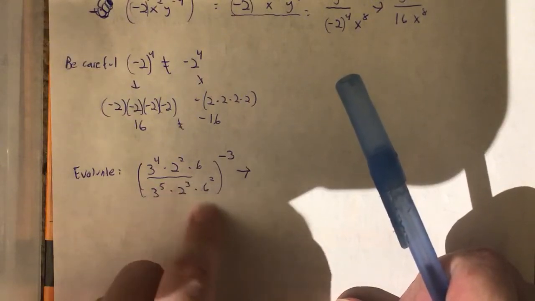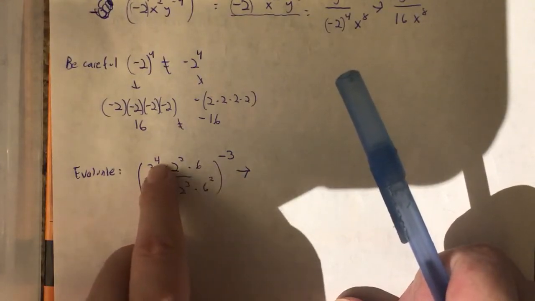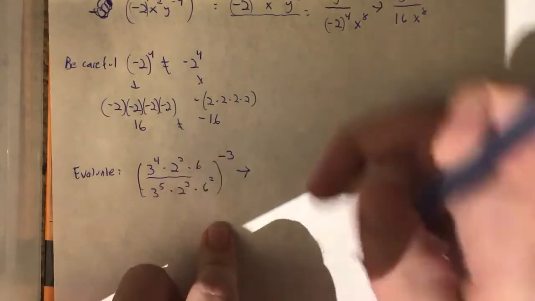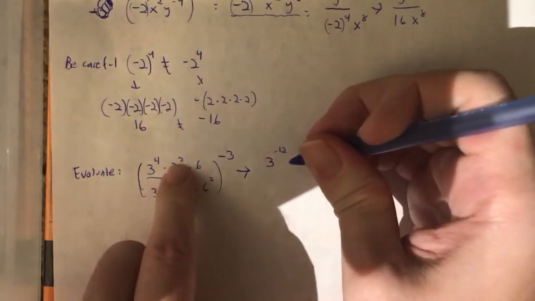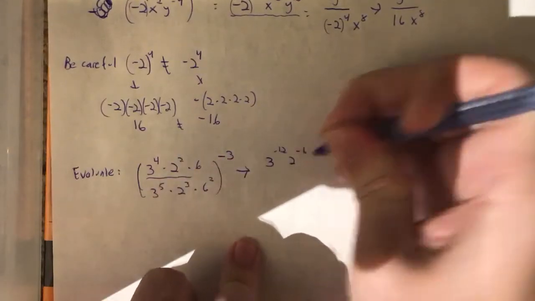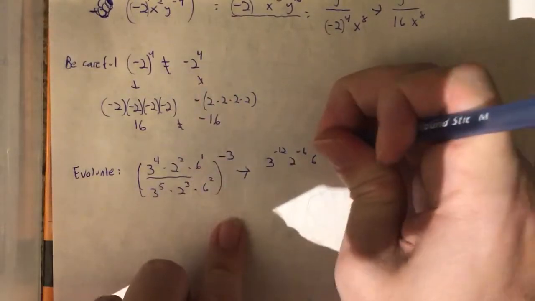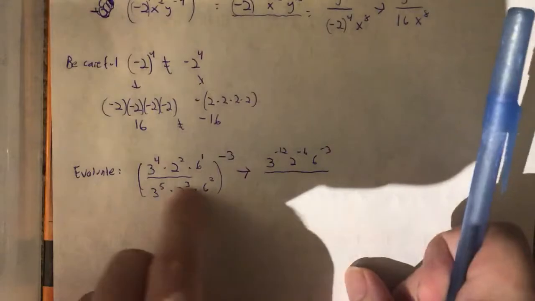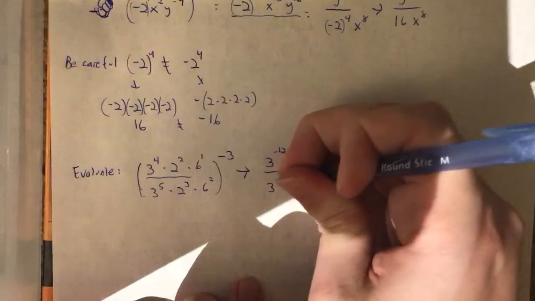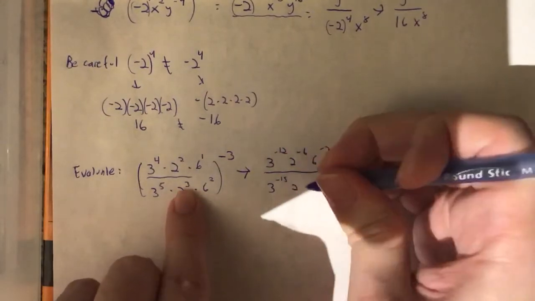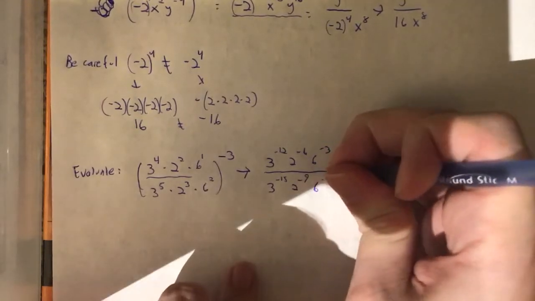The first thing is, remember, when it's something in parentheses raised to a power, I'm going to clear the parentheses. Take each piece, raise it to the outside power. So for the top, 4 times negative 3 is negative 12. For the 2, times negative 3 is negative 6. And for the 6, if you want, you can put an invisible 1. 1 times negative 3 is negative 3. So I'm done with the top. For the bottom, I start with the 3. 5 times negative 3 is negative 15. For the 2, 3 times negative 3 is negative 9. And for the 6, 2 times negative 3 is negative 6.